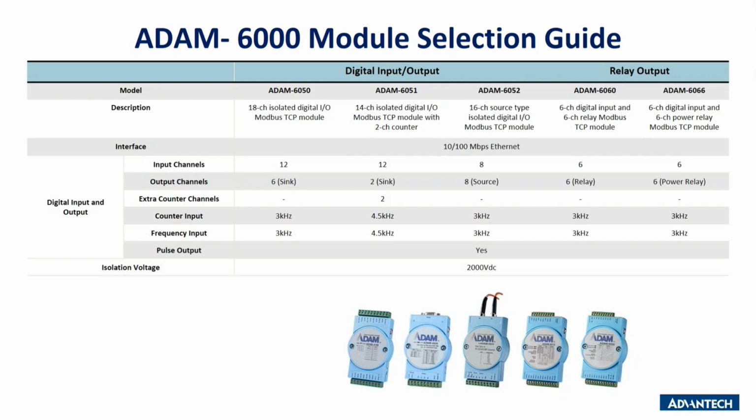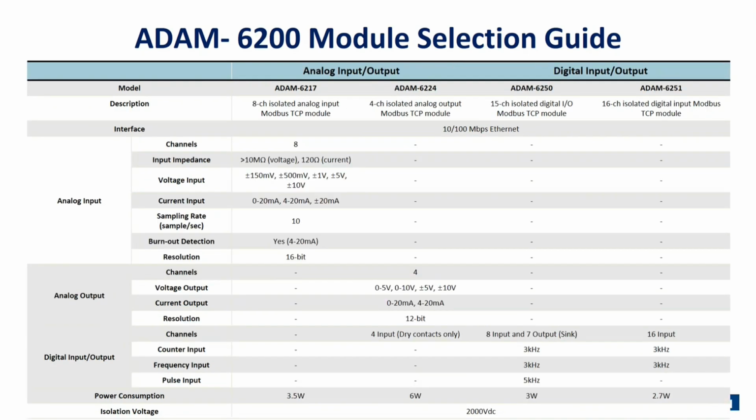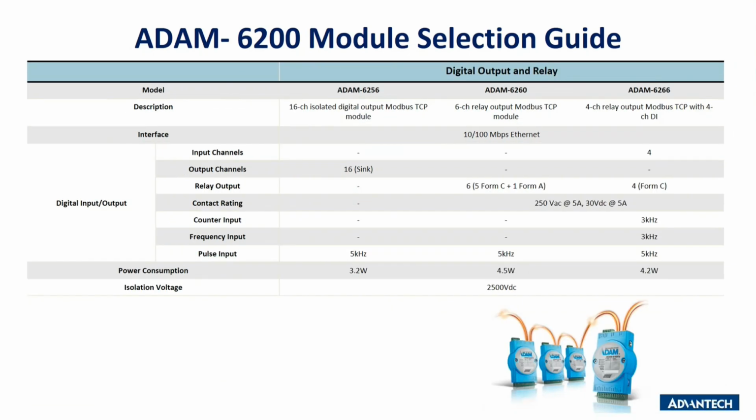So here is the selection guide of each Adam 6000 and 6200 module that we offer, ranging from digital input, output, and also analog input, output. You can also find this data on our website, and the data sheet is provided as well.